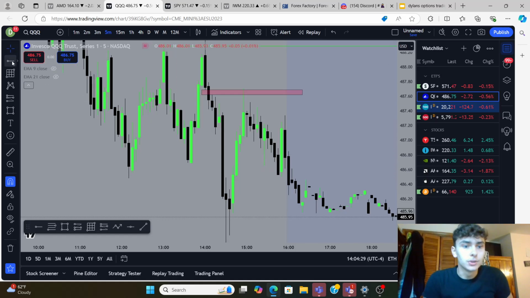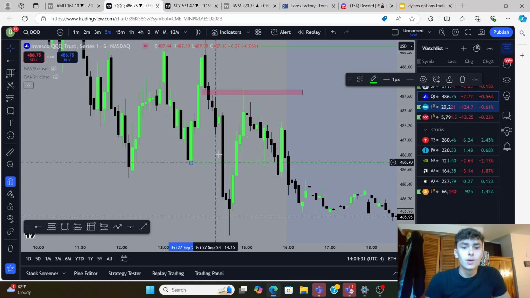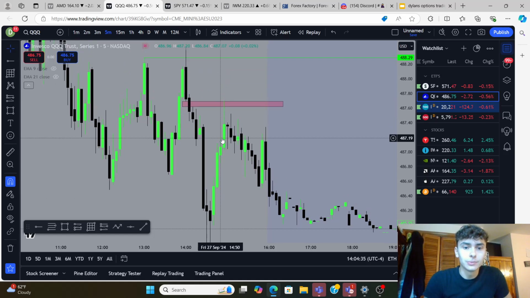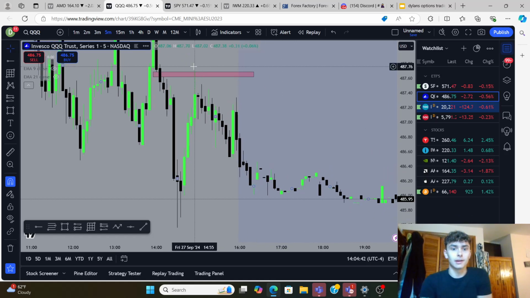They say, oh, we just broke structure underneath this low. We're going down even more. Nope. Price wants to balance itself out, and what does it do? We fill this fair value gap. Now this is your entry and you're catching this whole move, right? Instead of just guessing and gambling, right?